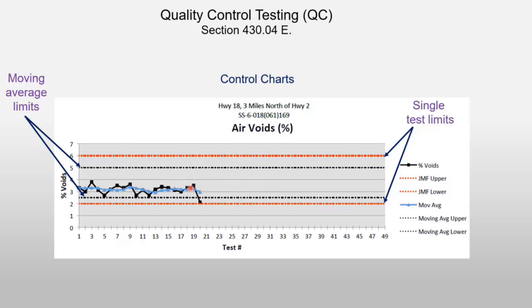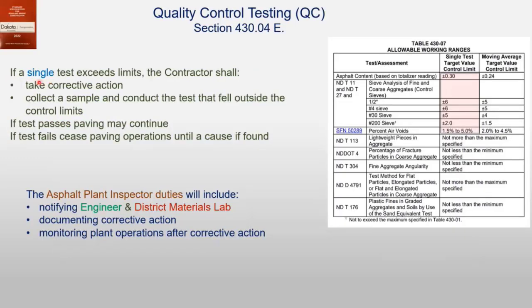So you don't really want to wait for those to get out, because you might have 2 or 3 tests after that trying to get out of, into a better range. So you want to be more proactive with these moving average ones. If a single test exceeds the limits, the contractor shall immediately take corrective action.